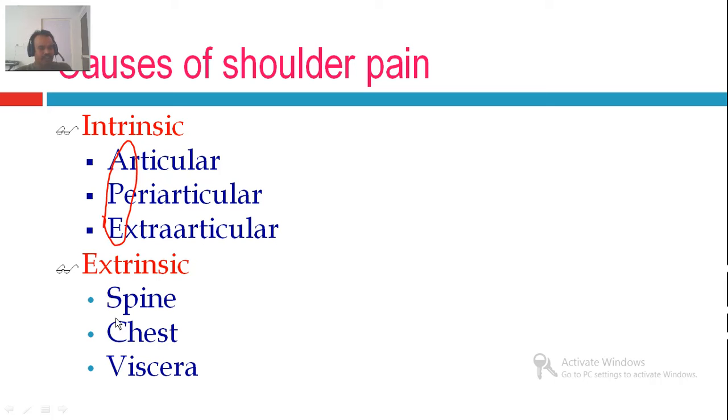Then the second trick you can use here is CVS, chest, viscera, and spine. So basically our trick is APE, articular, periarticular, extraarticular, and CVS stands for chest, spine, and viscera. So you must have heard that when the patient has got MI and walks in with a left shoulder pain, that suggests that your patient can have extrinsic pathologies which are located outside the shoulder but still can come with shoulder pain.